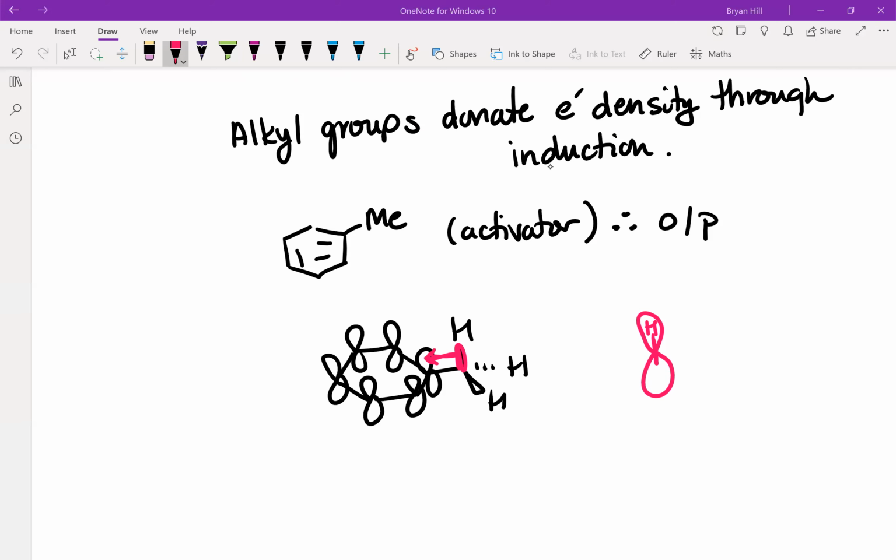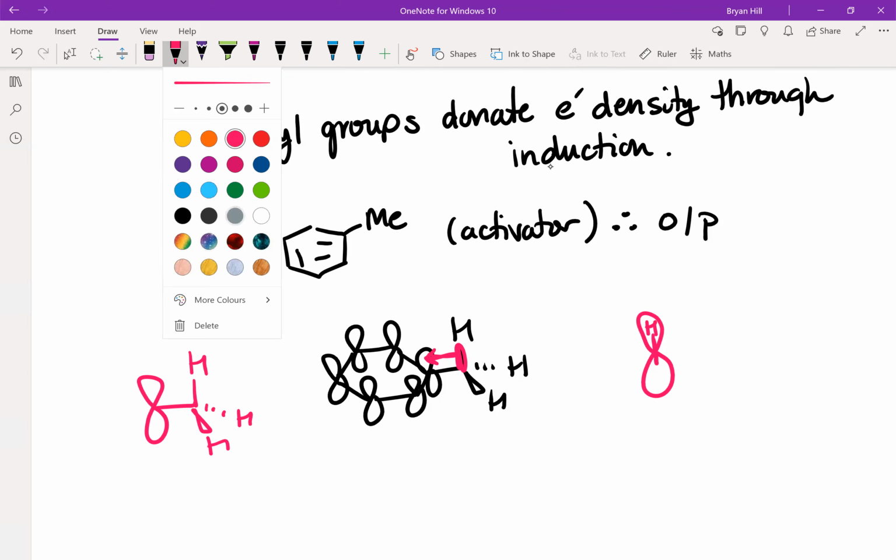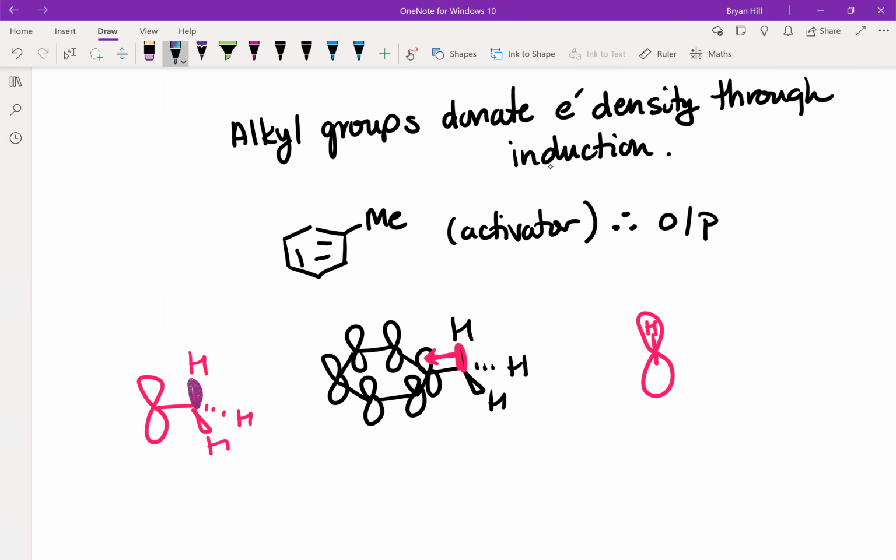If this was a carbocation, you would be using these electrons to stabilize this positive charge through this effect. Right, hyperconjugation. So alkyl groups basically donate electron density through hyperconjugation. So they will be activators and they will direct ortho para.